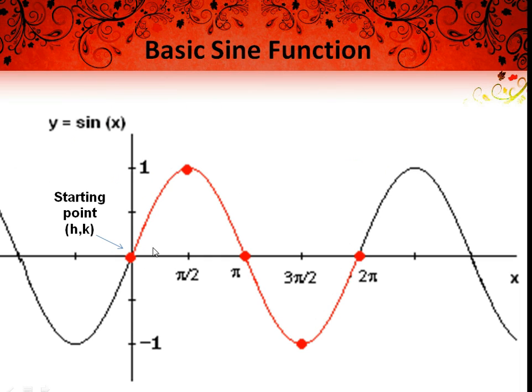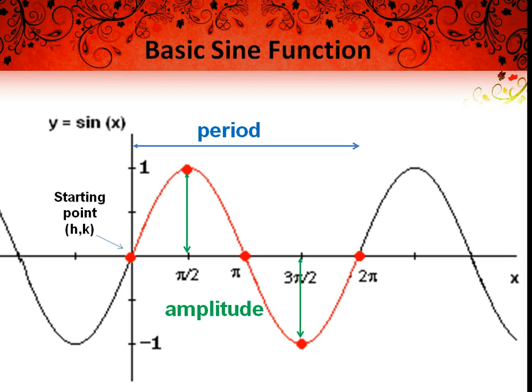So if I were to recap just again, what I want us to do now is start looking at this function in terms of the different parameters, because we are going to start putting parameters in here. So your starting point, this point where your function is going to start, in this case 0, 0, is called your h, k. And we also said we have our amplitude and we have our period.